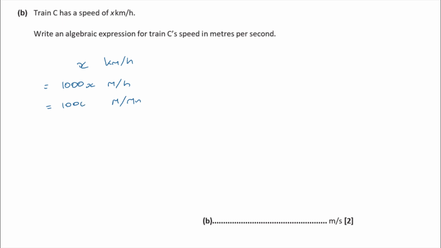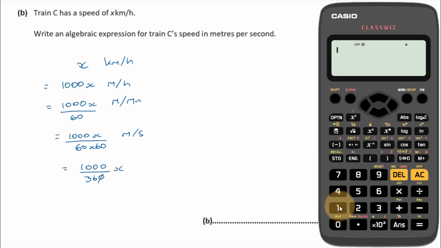And it's obviously going to be doing fewer meters in a minute compared to in an hour. So I'm going to divide by 60. And then to go from meters per minute to meters per second, I'm going to divide by another 60, aren't I? So it's actually going to be 1,000x over 60 times 60. Okay, so what's that? That's 1,000x over 3,600. I could cancel that with that.